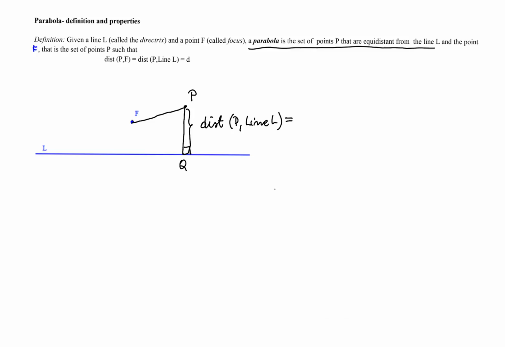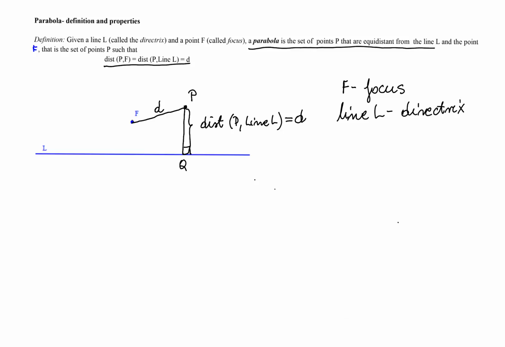And if the distance we denote by D, the parabola is the set of all the points P such that the distance between P and Q is the same as the distance between P and F. This is the definition of a parabola. Now, point F is called the focus of the parabola, and the line L is called the directrix of that parabola.